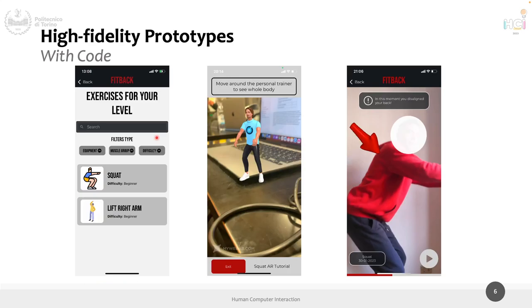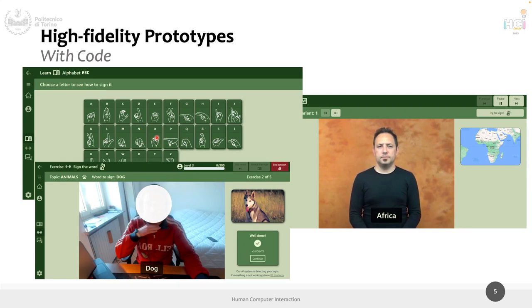Last one. This was about learning. We have a project like this also this year, similar to this. This was for learning how to do exercises. And this was a web application. So they did it, I think, in React plus Express.